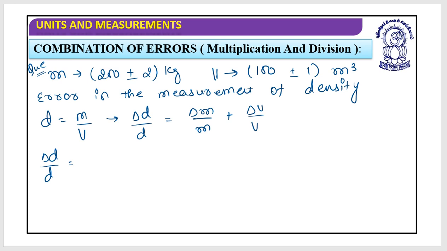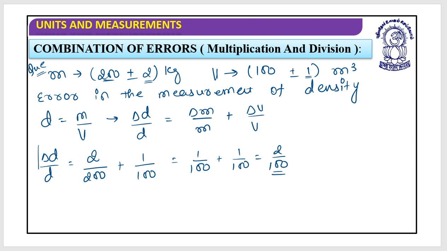What is delta m by m? It's an error associated with the mass. It is 2. What is m? A true value associated with mass. It's 200. Plus delta v, error associated with the volume. What is it? It's 1. V, it's 100. So this is 1 by 100 plus 1 by 100. This is equals to 2 by 100.